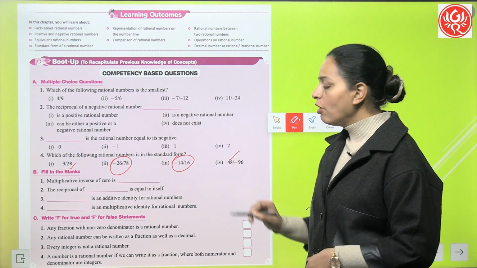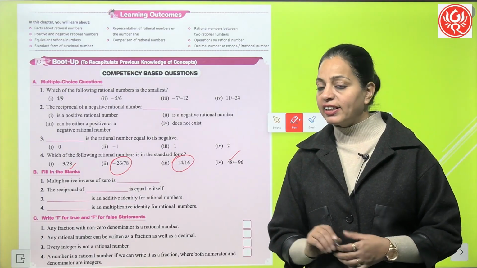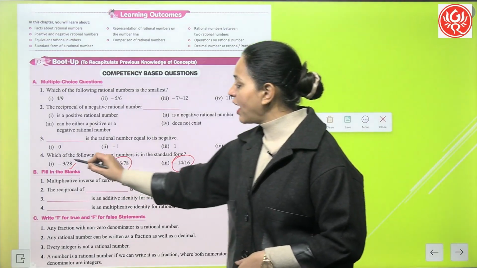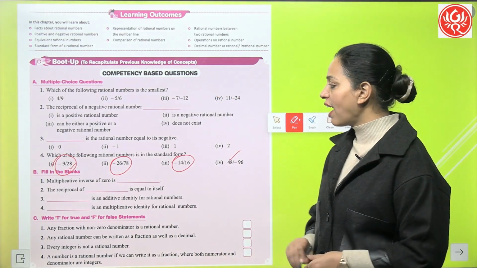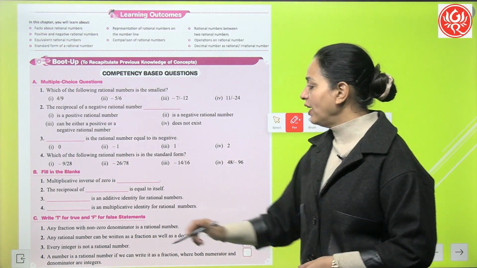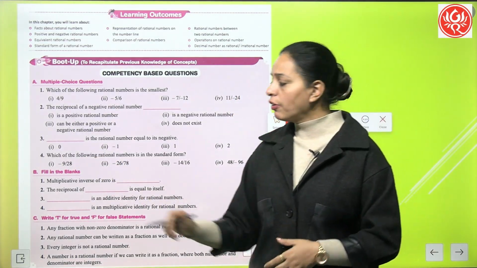And similarly 48 upon minus 96, we can cancel this further too. So what is the standard form? Which one is in the standard form? This one, minus 9 upon 28. This is the answer. Now B part, filling the blanks.